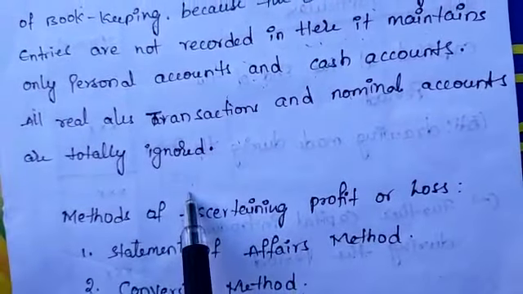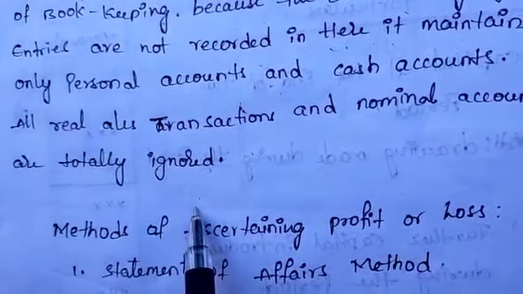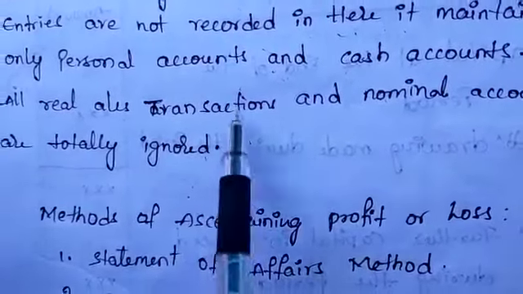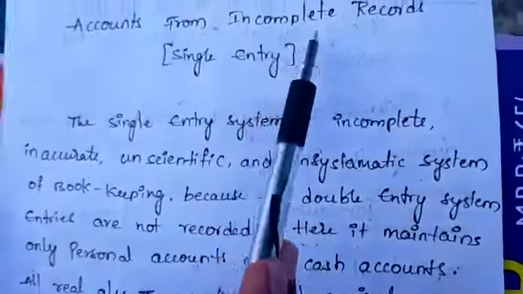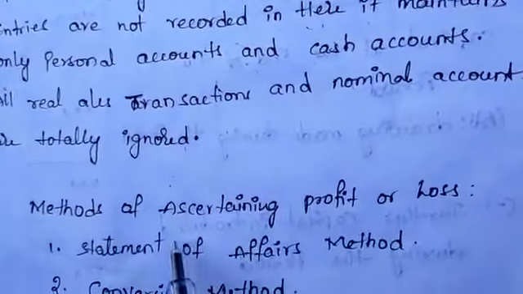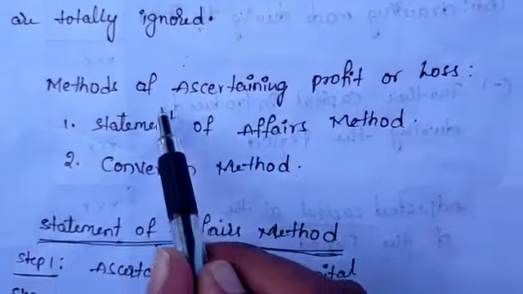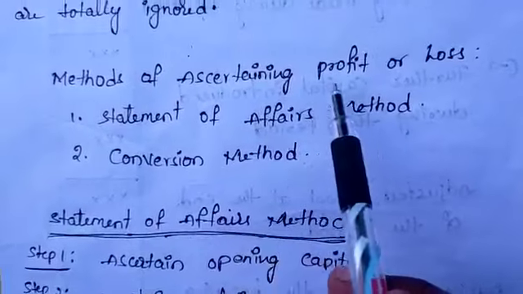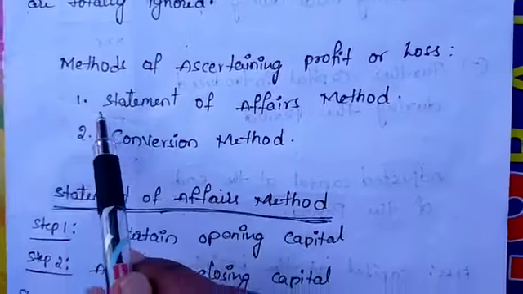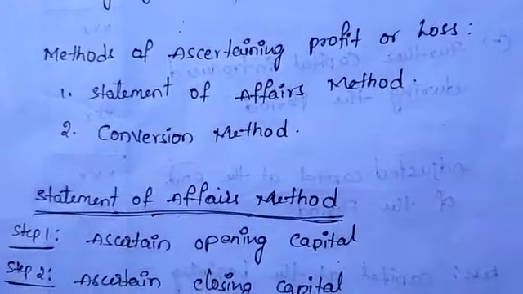This system is used by only certain businesses for their convenience and a more practical approach. It is called accounts from incomplete records. In the single entry system, we can ascertain profit or loss for the year. There are two methods of ascertaining profit or loss. The first method is the statement of affairs method. Next, the conversion method.